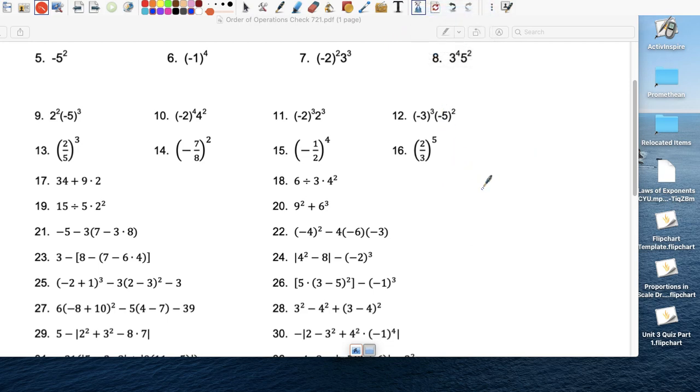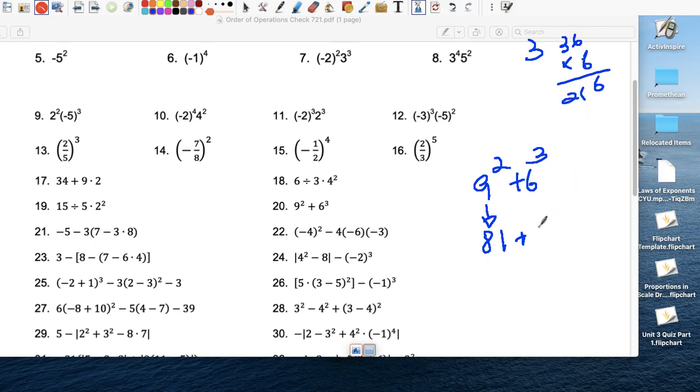12. 20. 9 squared plus 6 cubed. Change to standard notation is 81. 6 cubed is 6 times 6, which is 36, and then 36 times 6 is 36, carry 3, 18, 216. Now we can add those two. 216 plus 81, 7, 297. So that gives me 297.